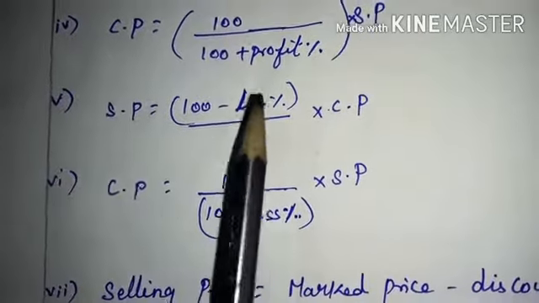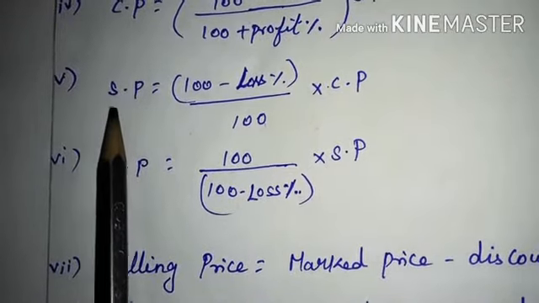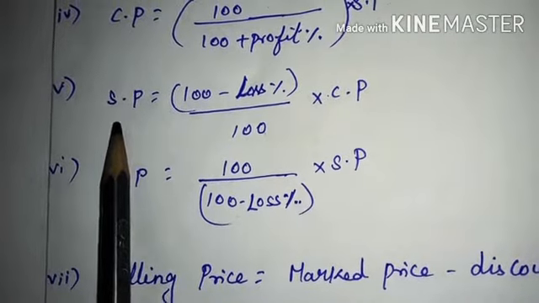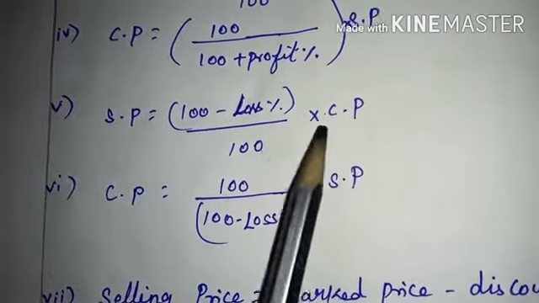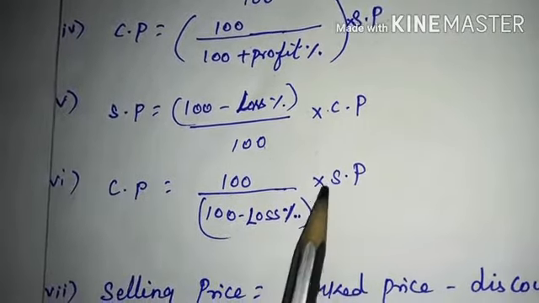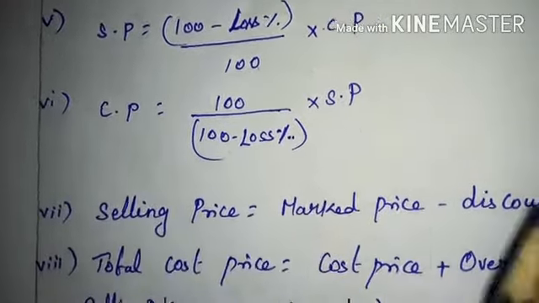The same is for the loss, but you have to subtract it. To find the selling price when loss percent is given, it is 100 minus loss percent by 100 into CP. And for CP, it is 100 by 100 minus loss percent into selling price.